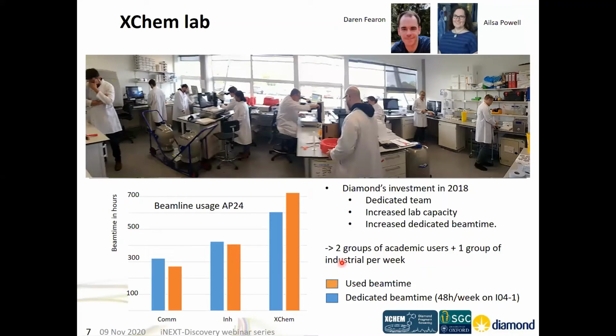And as I said, we have dedicated beam time. So they are dedicated, they are marked in blue here. And we tend to use most of the beam time that we have in orange here. So there are 24 hours for the academic users, 16 hours for the industrial, and 8 hours for in-house research. And those are all XChem beam time.